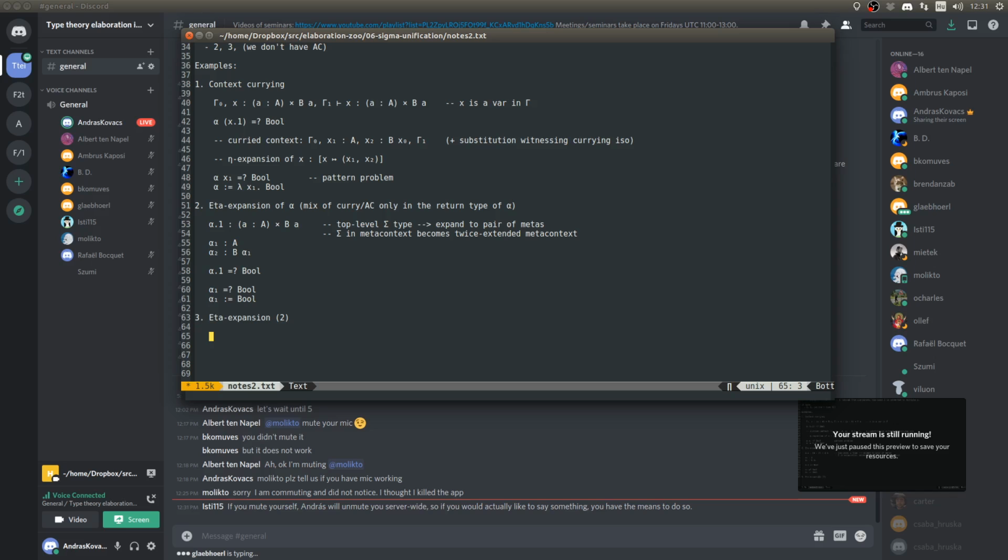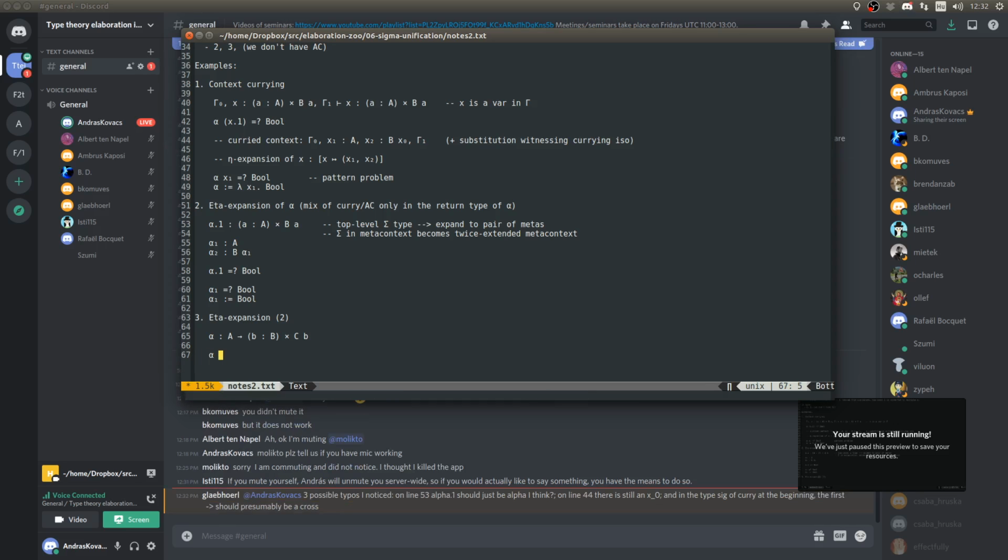Okay, so let's look at another example for eta expansion, but now we have a meta, which is a function which returns a sigma. So we have an AA. Maybe. So let's just return in some BB and then CB. And then we can have the problem where we have alpha.